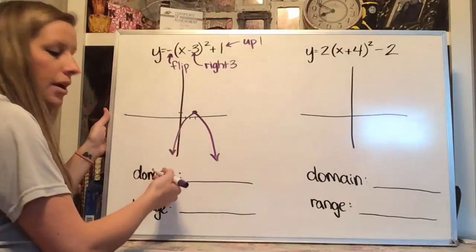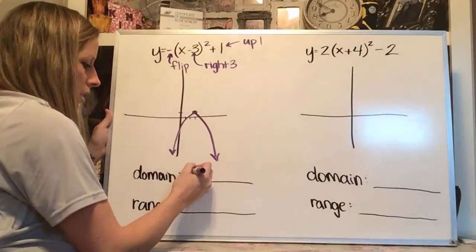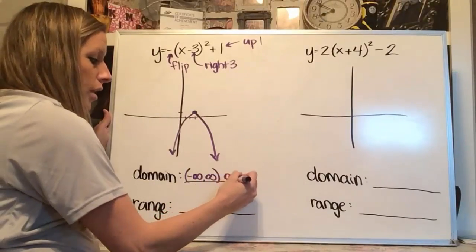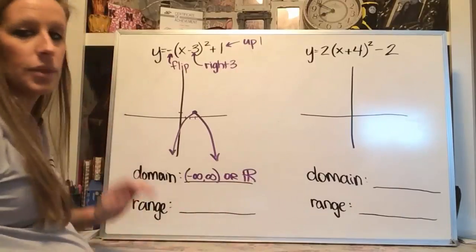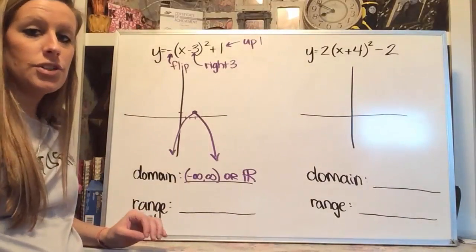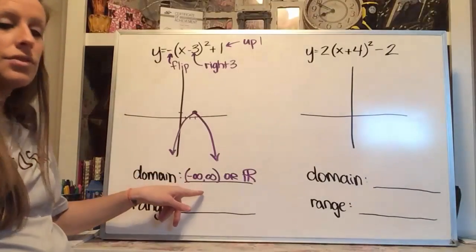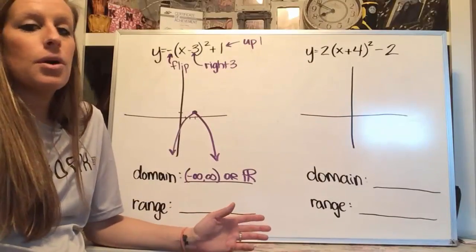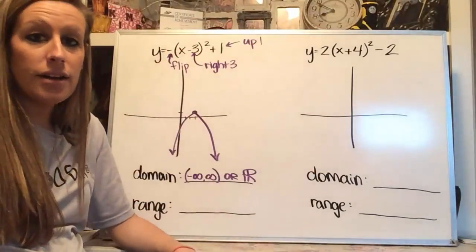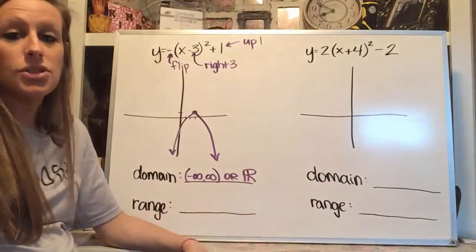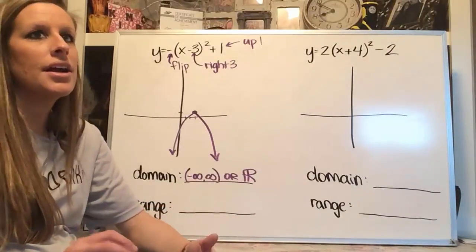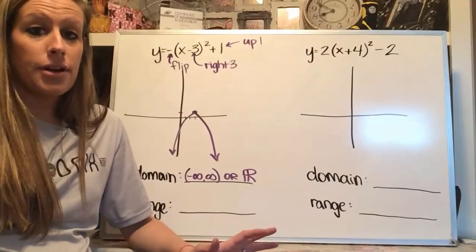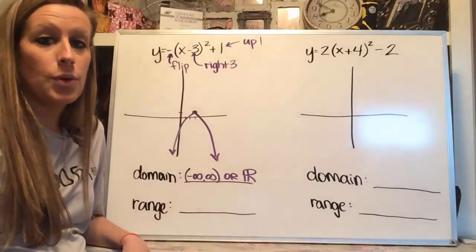It's going to go to the left forever and ever and to the right forever and ever. So it's going to be negative infinity to positive infinity, or you can say all real numbers. Now, for quadratics, your domain will always be negative infinity to positive infinity, or all real numbers. So if you see a problem with x squared, you can go ahead and put the domain right then, because it doesn't matter if I move it up, down, left, right, flip it, stretch it, whatever, my domain will always be this for quadratics.